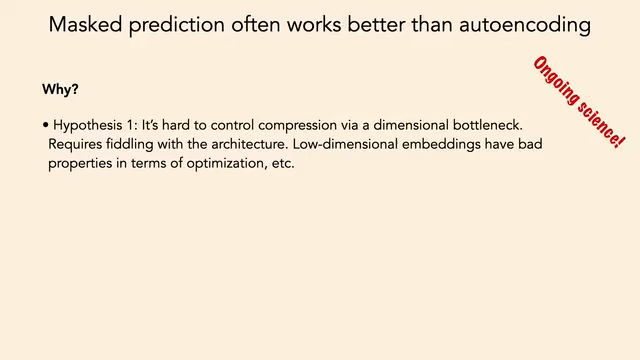So it could be that just controlling compression via dimensional bottlenecks is really hard to make work. It's very finicky. It requires an architecture that has constraints on the dimensionality of the embeddings. And we know that anything with low dimension in deep learning is just hard, right? It interacts with optimization in weird ways, and interacts with batch norm and layer norm in weird ways. So low-dimensional embeddings have some bad properties, and maybe it's just really hard to use dimensionality of the embeddings as the way to learn a good representation.